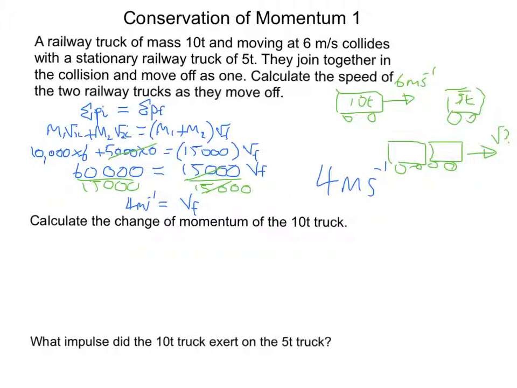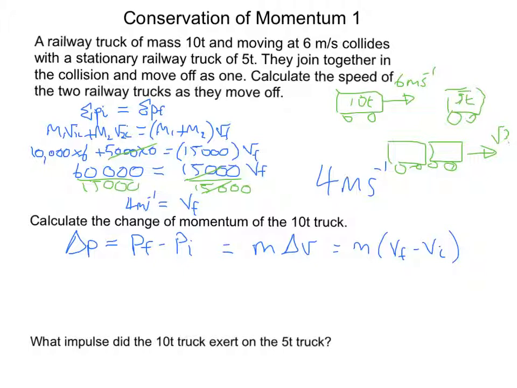Now calculate the change of momentum of the 10 tonne truck. Quite often with these momentum questions we'll talk about a speed and then a momentum, and then the third part is the impulse, but we'll deal with the change of momentum first. So change in momentum is equal to the final momentum less the initial momentum. It's also equal to the mass times the change in velocity, and change in velocity is the final velocity less the initial velocity.